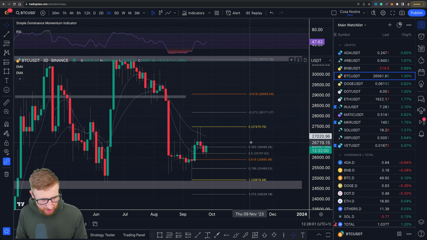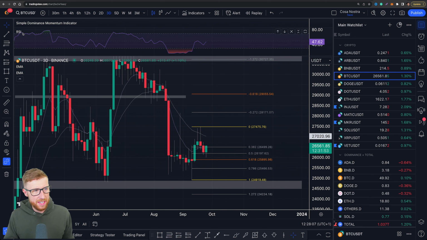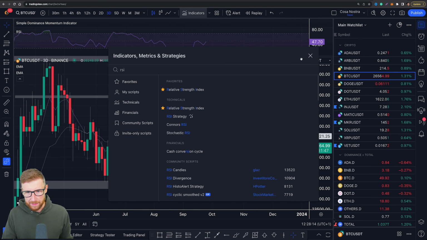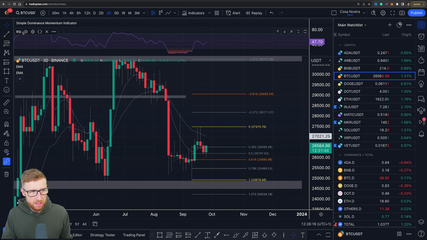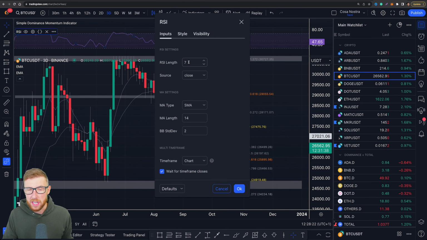Now you need basically a couple of things on your chart. You need an RSI, Relative Strength Index. It's at the top here. This is how I set mine up. Go to indicators, put in RSI, you click on it, and then it'll add to your chart. It's very straightforward. I remove the moving average element to it. What I do is I like to change mine to 7. I like it a bit faster than the 14.